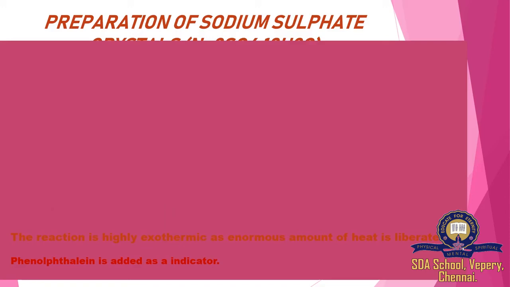Sodium hydroxide plus sulfuric acid: the products are sodium bisulfate and water. The reaction is highly exothermic, as an enormous amount of heat is liberated. It's an exothermic reaction. We are using phenolphthalein as an indicator.